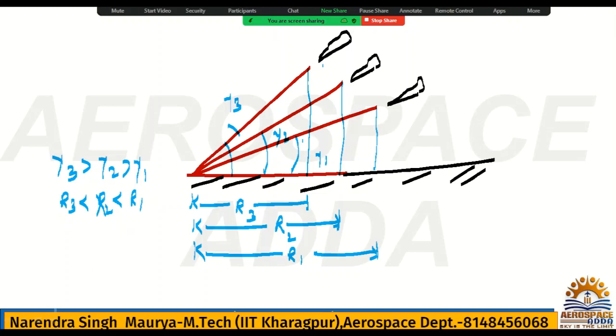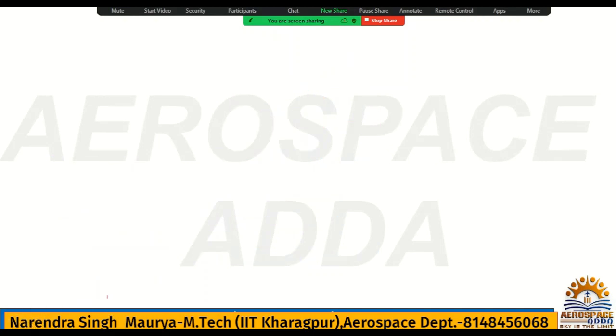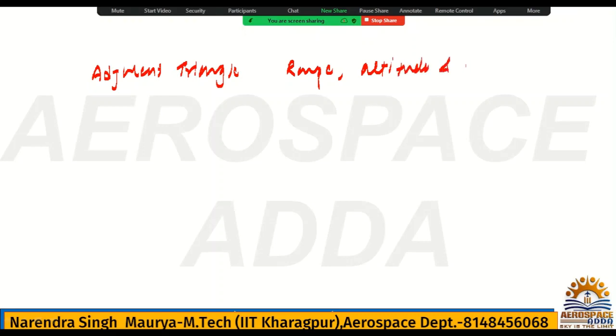Now, what is the mathematical model for this? For the mathematical model, you can draw a triangle, which is called the adjacent triangle. Adjacent triangle for what? For range, altitude and glide path angle. Okay, how to draw it?